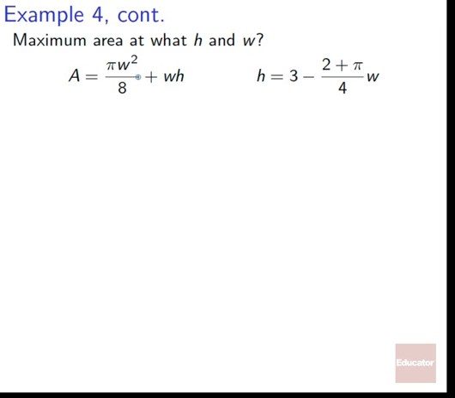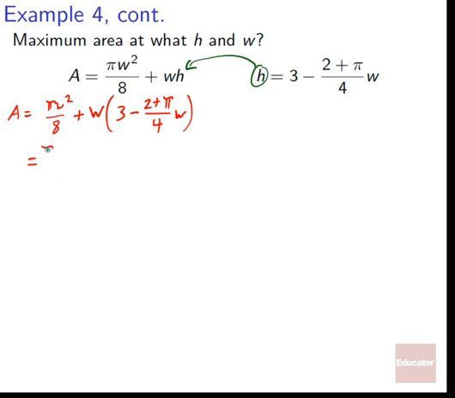We've got area equals pi w squared over 8 plus wh, and h equals 3 minus (2 plus pi over 4) times w. Okay, great. So at this point, we take h here, we plug it in over here. So we've got area equals pi w squared over 8, that's still the same thing, plus w times h, so w times, what's h? 3 minus (2 plus pi over 4) times w. We expand that out, and our area is equal to pi w squared over 8 plus w times (3 minus (2 plus pi over 4)w), so we get 3w minus, and let's keep it as (2 plus pi over 4), and it just combines with that other w, we've got w squared.